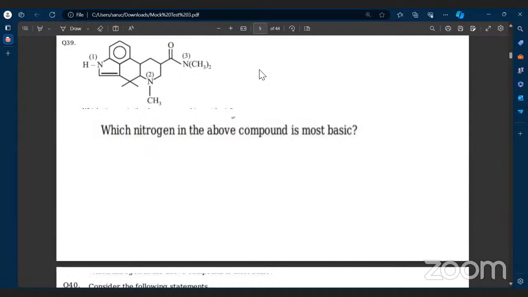So here a compound is given. You have to find out which nitrogen in the above compound is most basic. They have numbered the nitrogen. So this is your first nitrogen, this is your second nitrogen, and this is your third nitrogen. You have to find out which nitrogen in the above compound is going to be most basic.